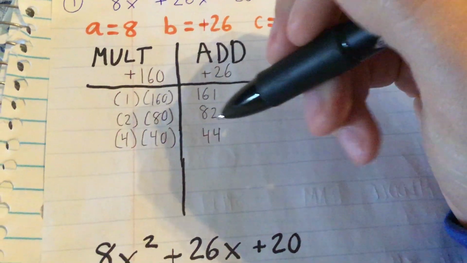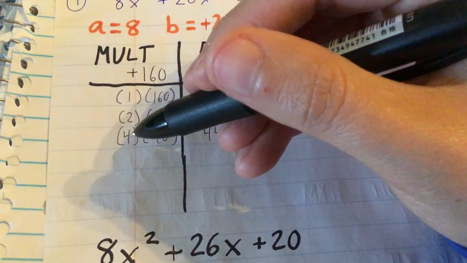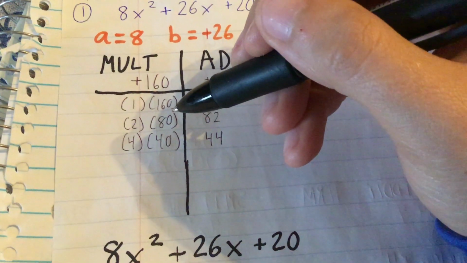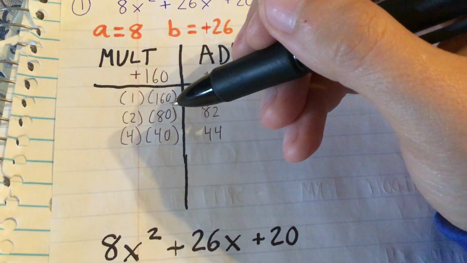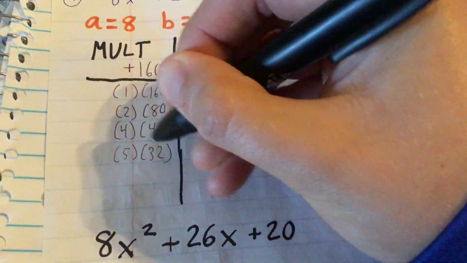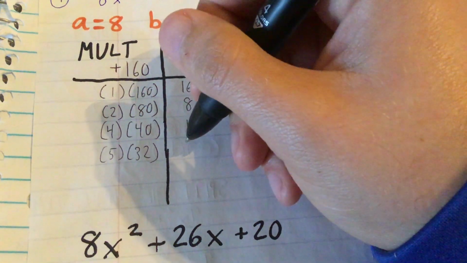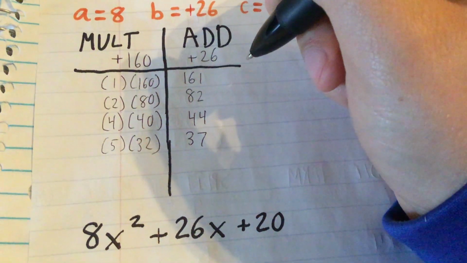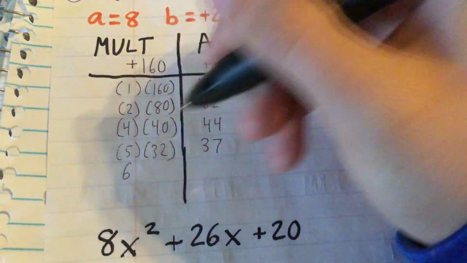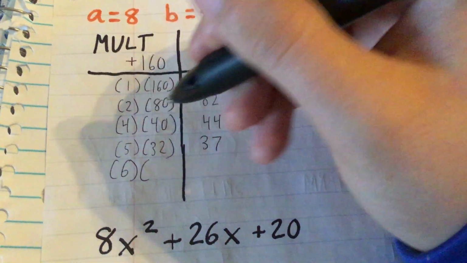Okay. Let's try 5. 160 divided by 5 is 32. So 5 times 32 is 160. 5 plus 32 is 37. Okay, let's try 6. 6 doesn't go into 160, actually, because it's not divisible by 3.